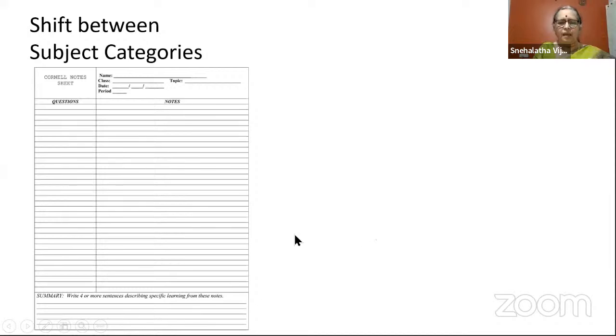Of course, they can have this particular shift between subject categories. I think there are different subjects. Some are memory-based, like for example, economics, biology, history, geography, etc. Whereas there are some which are problem-solving subjects, like chemistry, maths, physics, computer science, accountancy. And some are interpretation-based subjects, like English and languages. So we need to juggle with these subjects so that we can shift from one category to another, so that again, it'll help to increase the confidence level.